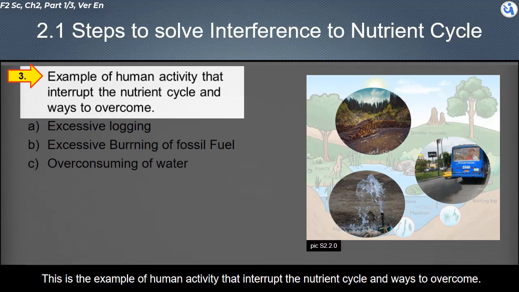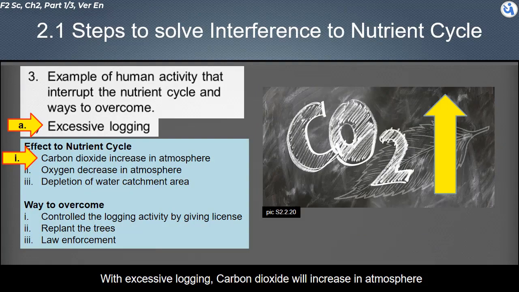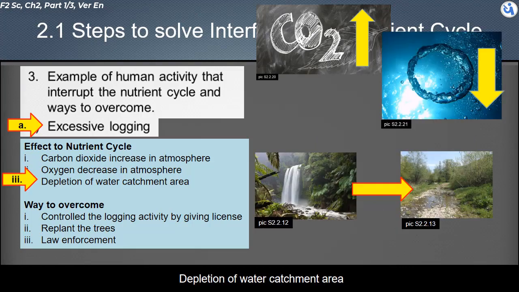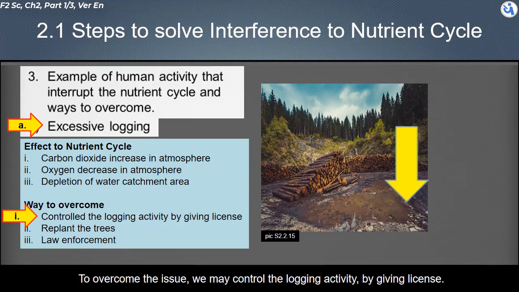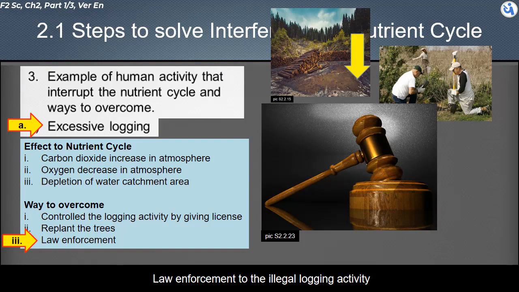These are examples of human activities that interrupt the nutrient cycle, and ways to overcome them. The first is excessive logging. With excessive logging, carbon dioxide will increase in the atmosphere. Oxygen will decrease in the atmosphere. Water areas will be depleted. To overcome the issue, we may control the logging activity by giving licenses, replant the trees, and enforce the law against illegal logging activity.